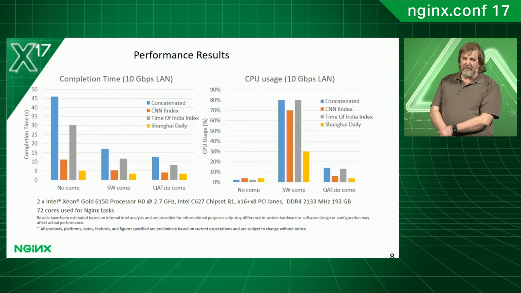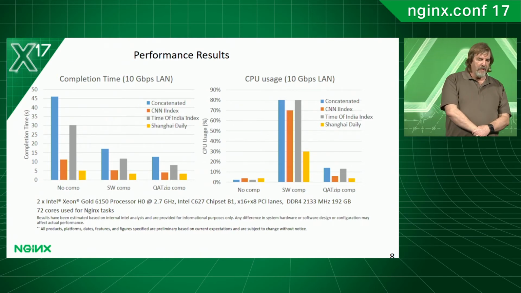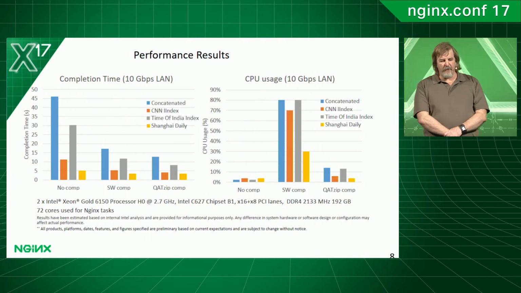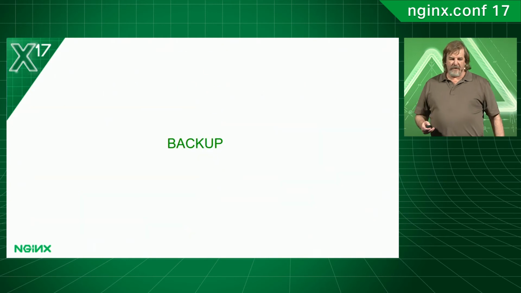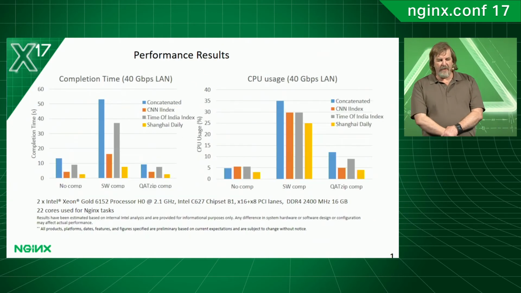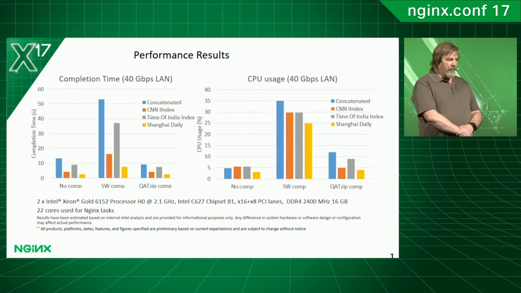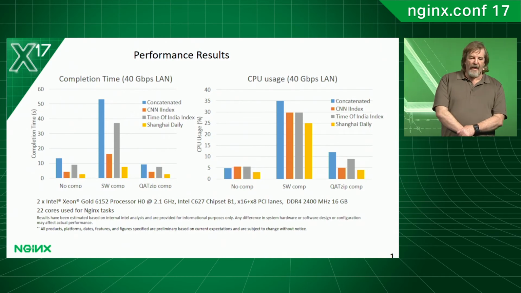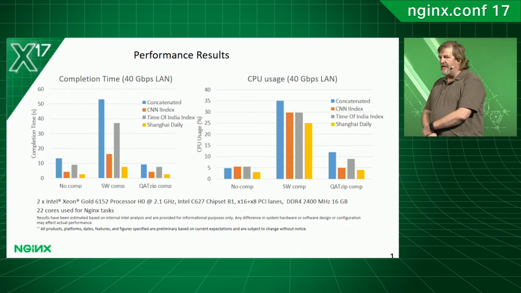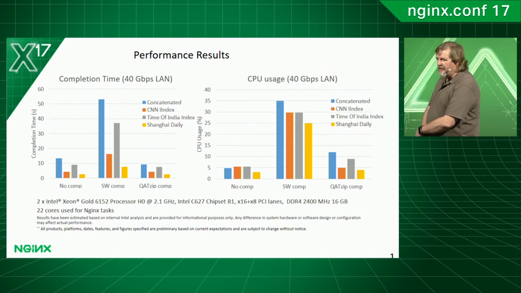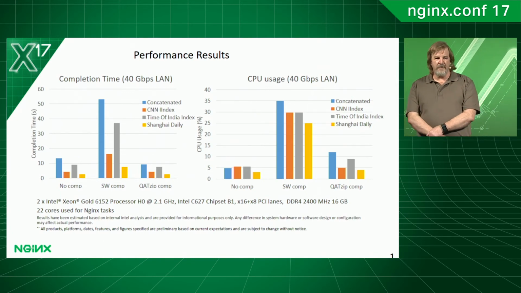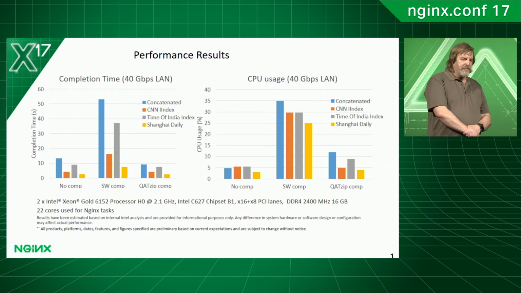We also ran the same identical test on a platform with a 40 gig, which I'll show you. And we got similar but different results. So this is on a platform with a 40 gigabit LAN. And I had asked our performance group to validate the data that I had collected, just to make sure that it wasn't invalid in some way. And they got very similar data.